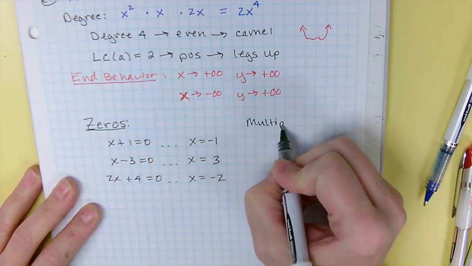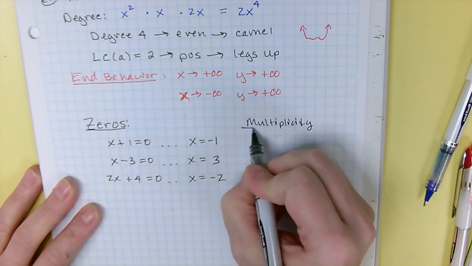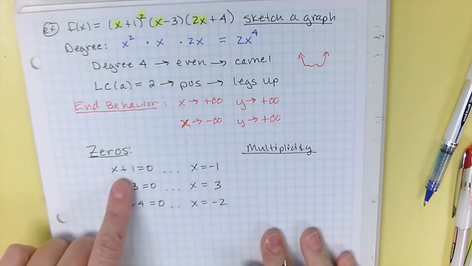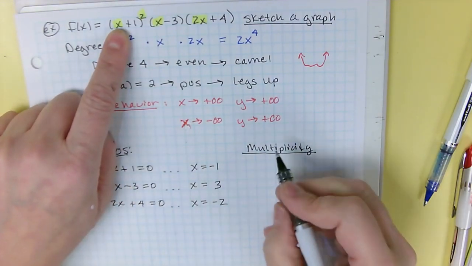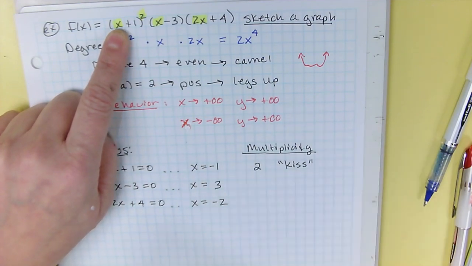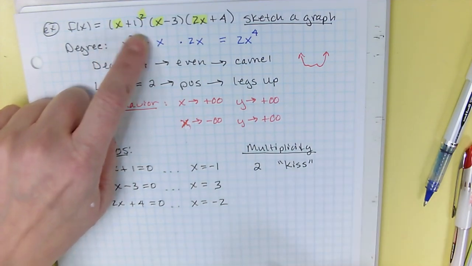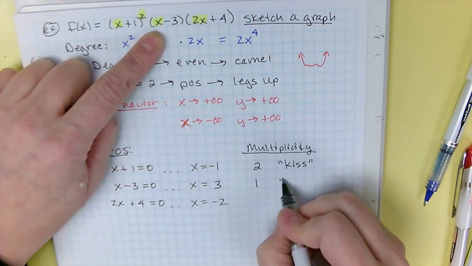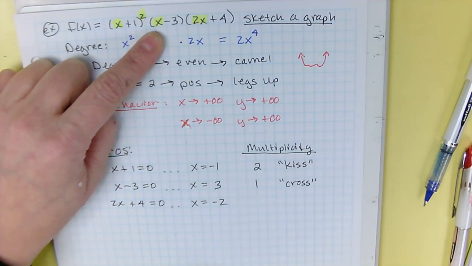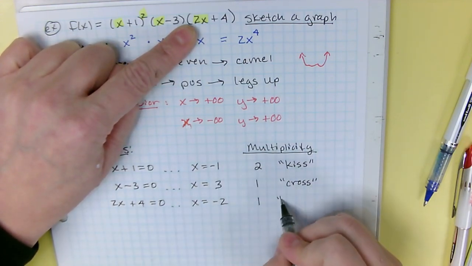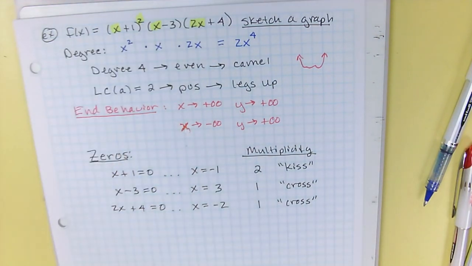Now we're going to list their multiplicity and what that means. Going back to the function, the x plus 1 factor appears twice, so the multiplicity is 2. It takes 2 to kiss. This is a graph kiss. It's going to touch and go back the other way. X minus 3 is only one of those. That's odd, so that's going to cross at 3. And 2x plus 4 only occurs once. That's its multiplicity, which means the graph will cross at -2.